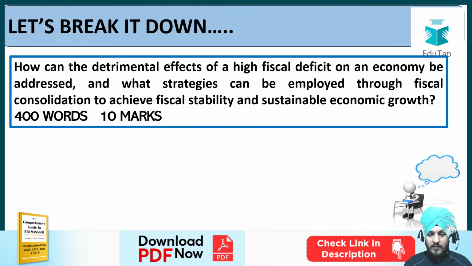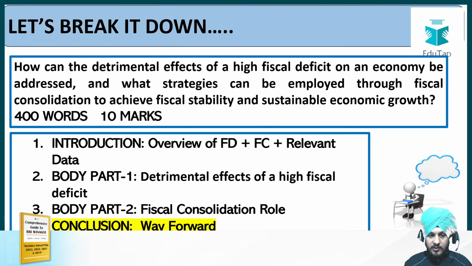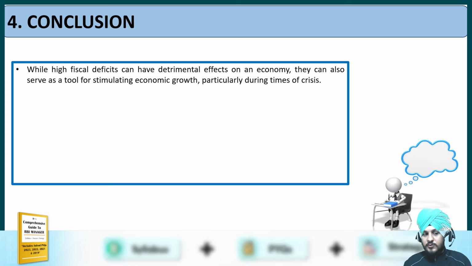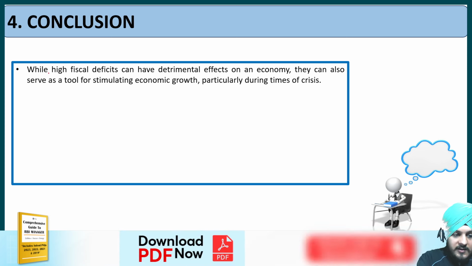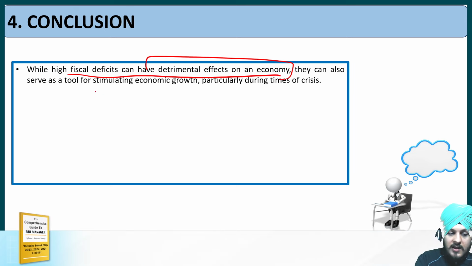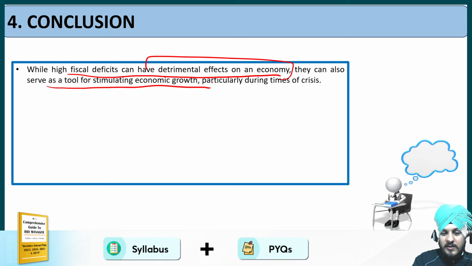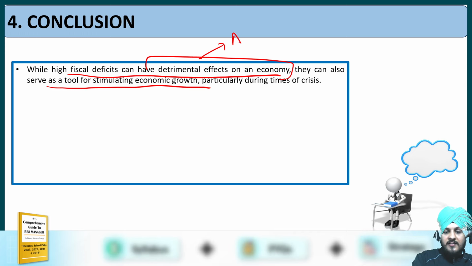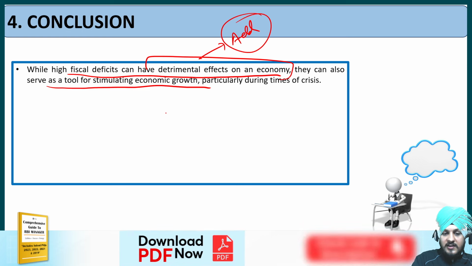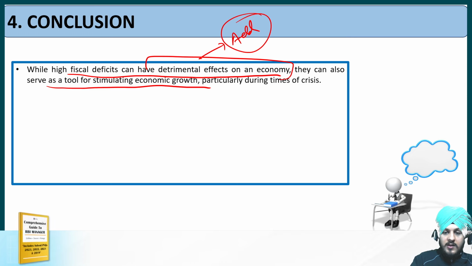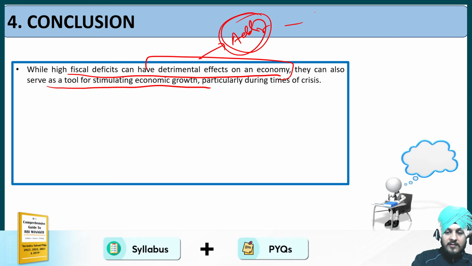And the next thing is regarding the conclusion. So I've written a conclusion for you, and you can use it as a reference conclusion in order to design your own version of conclusion. So as per the conclusion, while high fiscal deficits can have detrimental effects on the economy, they can also serve as a tool for stimulating economic growth, particularly during times of crisis. So what we are doing, we are addressing the question, since the question was directly asking about the detrimental effects of the fiscal deficit on the economy. So we are addressing that part of the question.